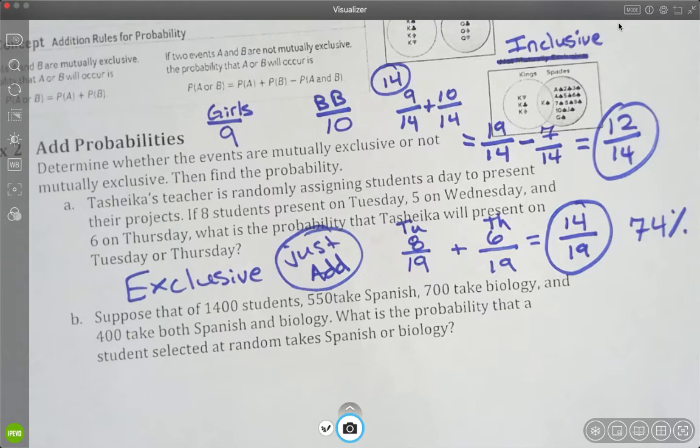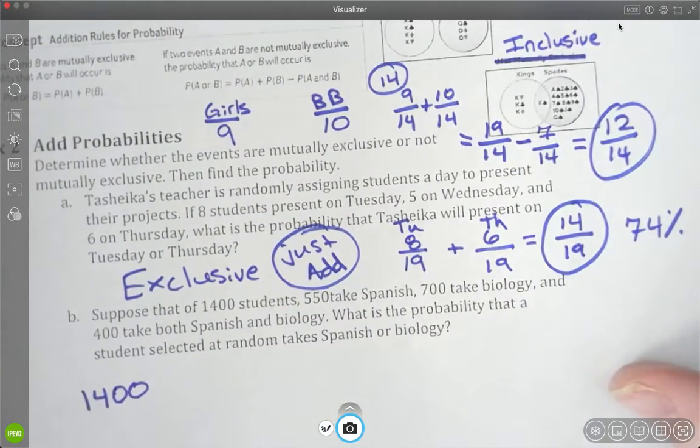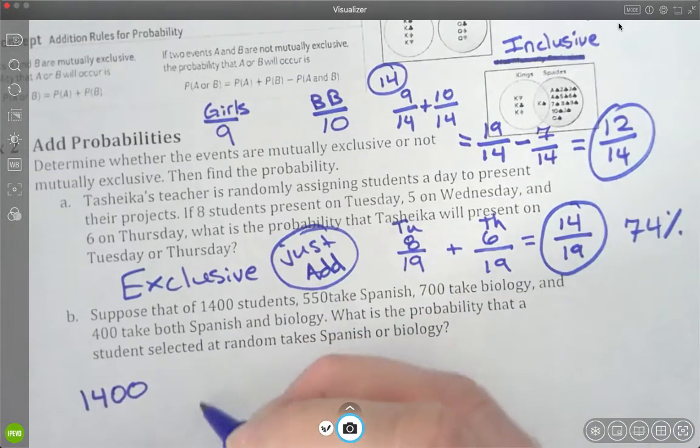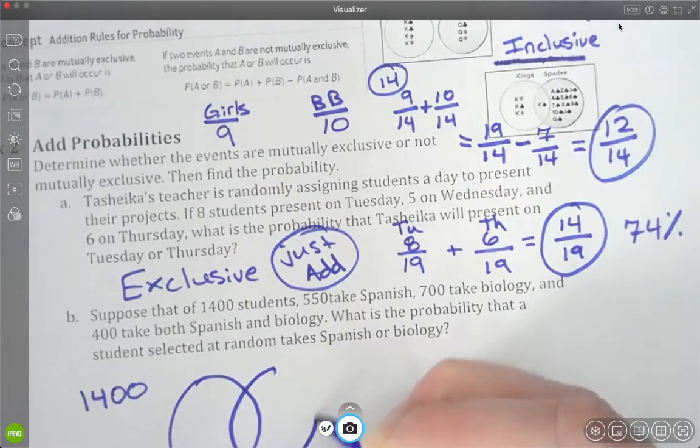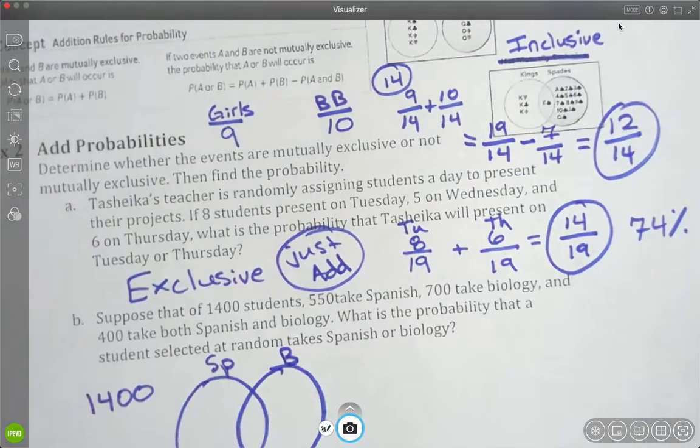Suppose that, this gets kind of confusing. Suppose that of 1,400 students, 550 take Spanish, 700 take biology, and 400 take both Spanish and biology. Okay? 400 take both. So, 1,400 students total. I'm going to do that, and then I'm going to do my bubbles. So, this is going to be Spanish, and this one's going to be biology.